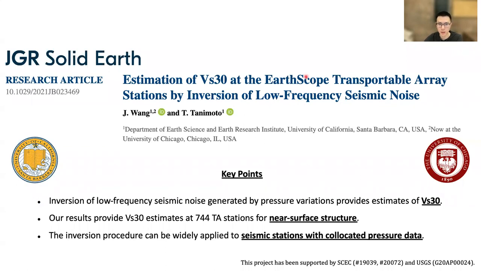In short, Vs30 is the time-averaged shear wave velocity down to 30 meters, which is important for ground motion prediction studies when larger earthquakes occur. We essentially estimated Vs30 at 744 EarthScope Transportable Array stations using collocated pressure and seismic data.